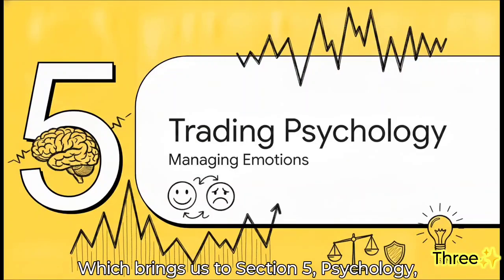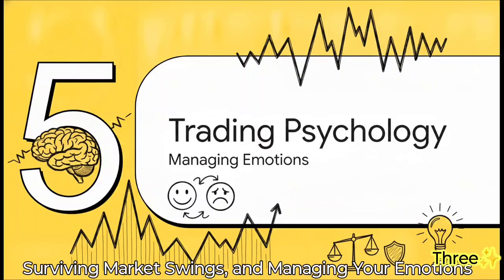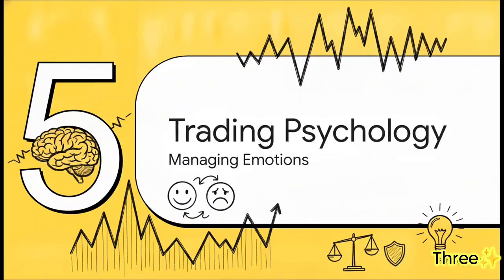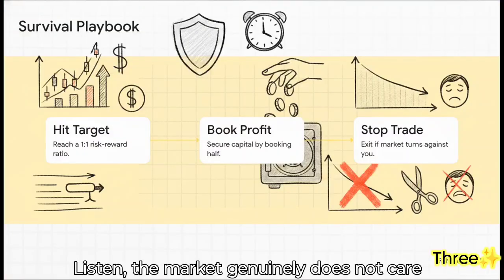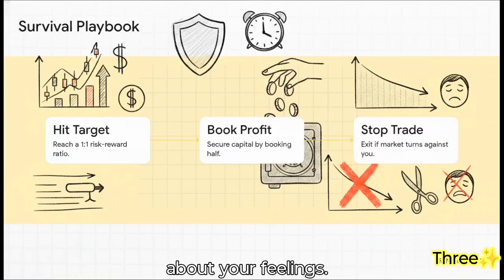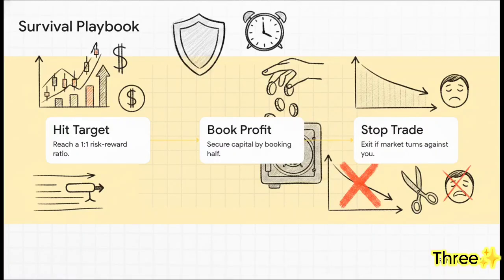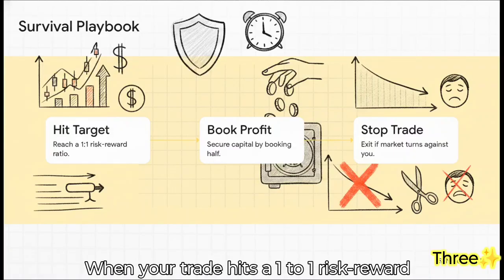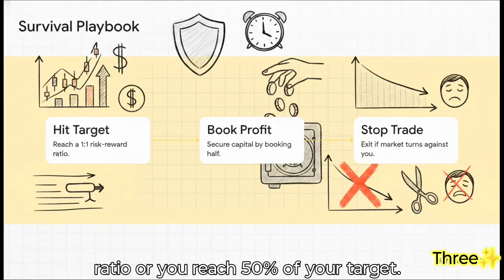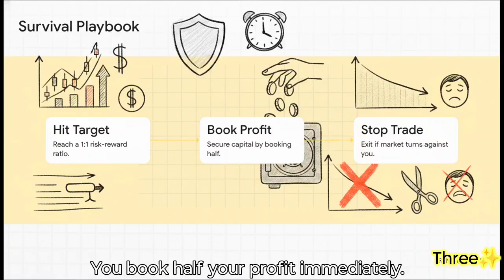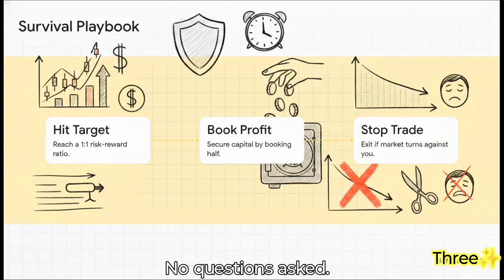Which brings us to Section 5, Psychology, Surviving Market Swings, and Managing Your Emotions and Risk. Listen, the market genuinely does not care about your feelings. To survive these swings, professionals use a strict mechanical playbook. Step 1. When your trade hits a 1-to-1 risk-reward ratio or you reach 50% of your target. Step 2. You book half your profit immediately, no questions asked. This secures your capital and instantly settles your nerves.